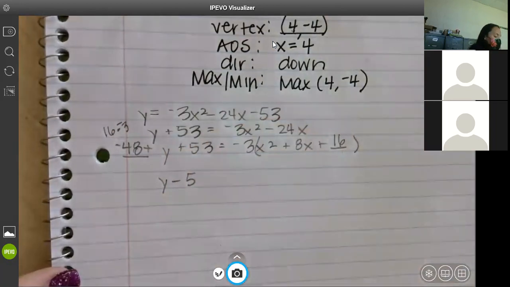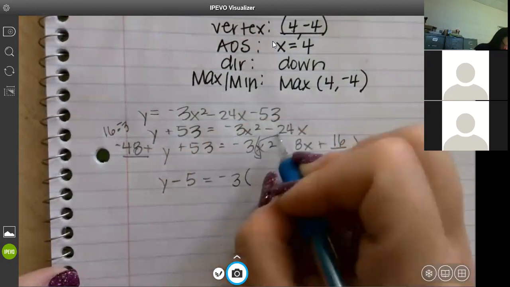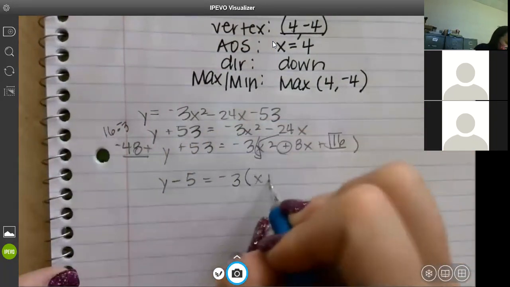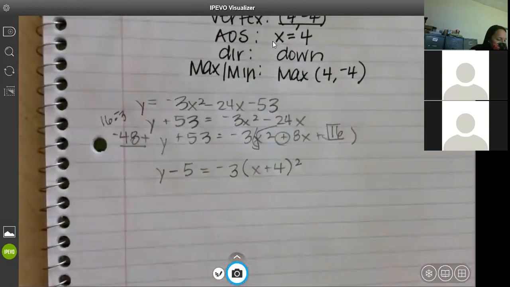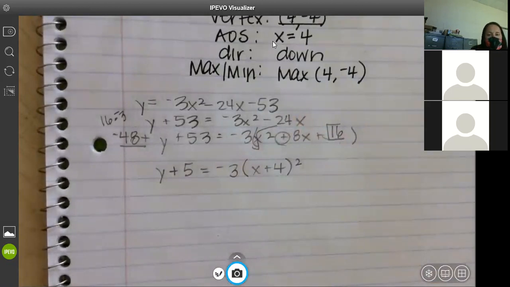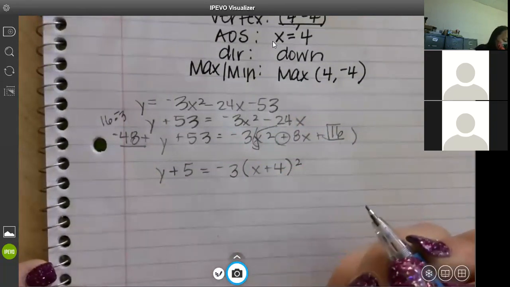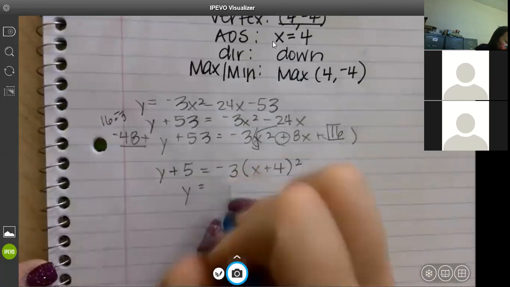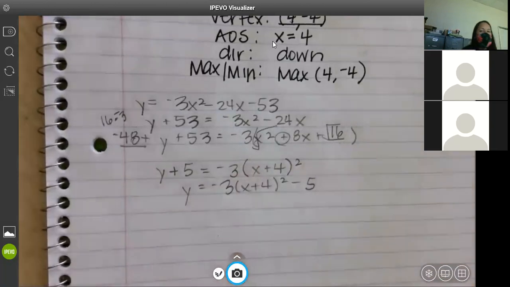Everybody okay? Okay. Y minus 5 equals, rewrite as a square, so x plus 4 squared. Wouldn't it be y plus 5? Yeah, sorry. Thank you. I was a step ahead. I was here. What do I have to do now? Subtract it. That's where I was. All right. What's your vertex?